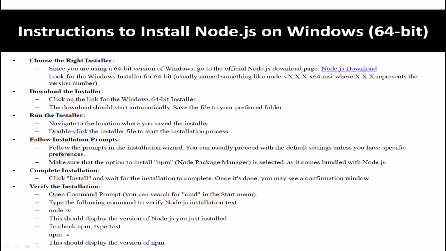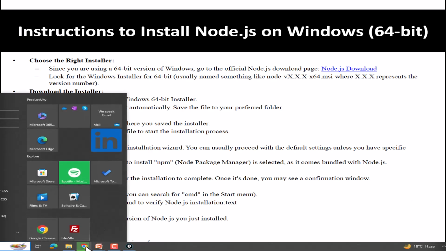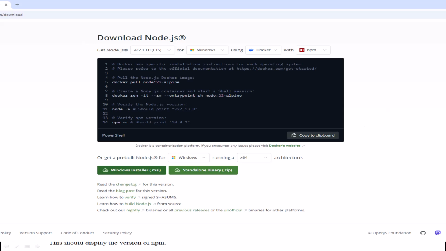So next, how you are going to verify the installation. Here you are going to verify which particular version you have installed by typing node -v. If you want to check whether the npm package is installed or not, you have to type npm -v. Before that, you have to make sure that the option npm, node package manager, is selected with the bundled Node.js. You have to confirm that in order to check whether it has been installed within your system or not.